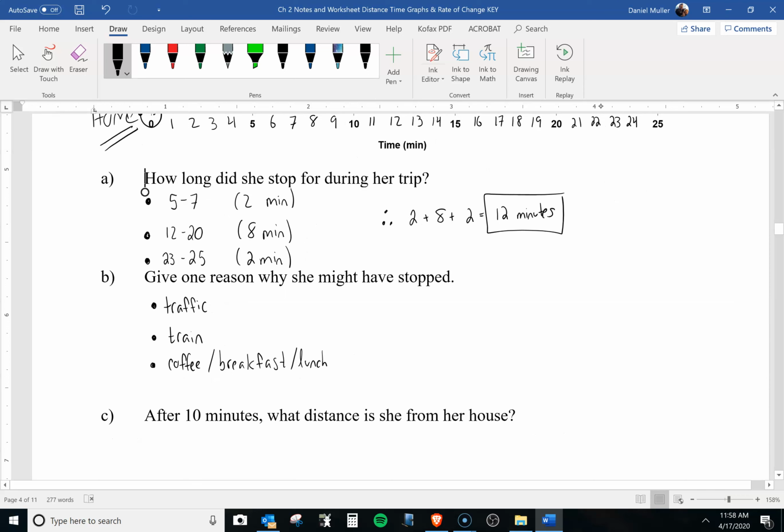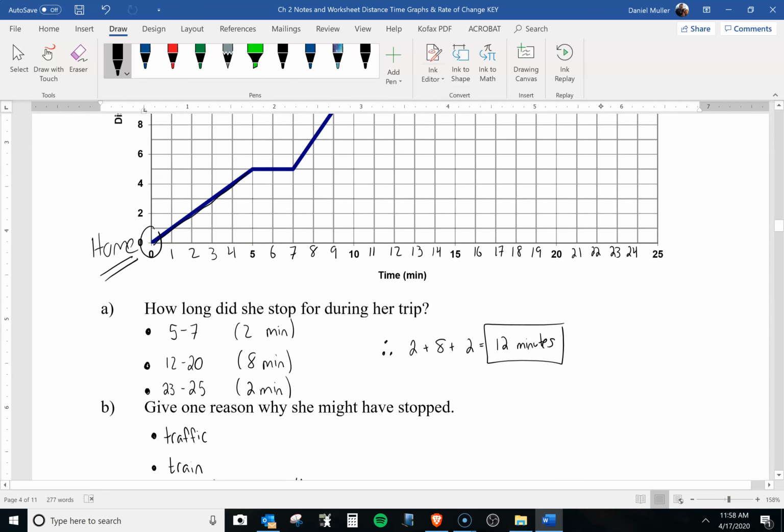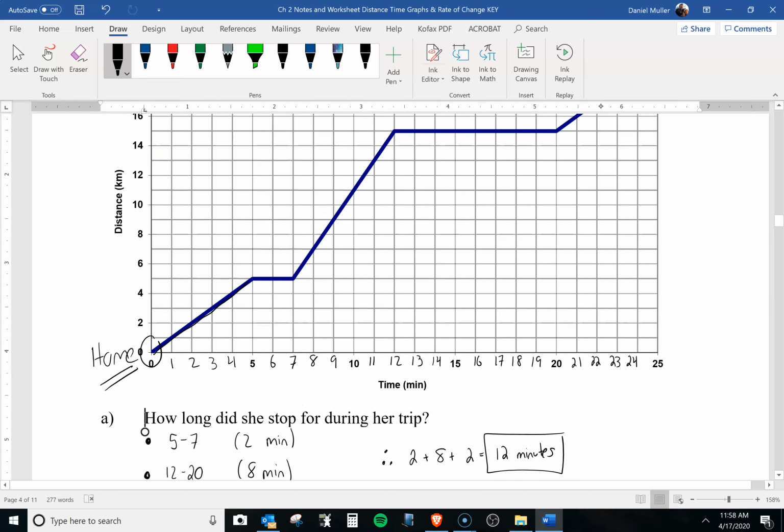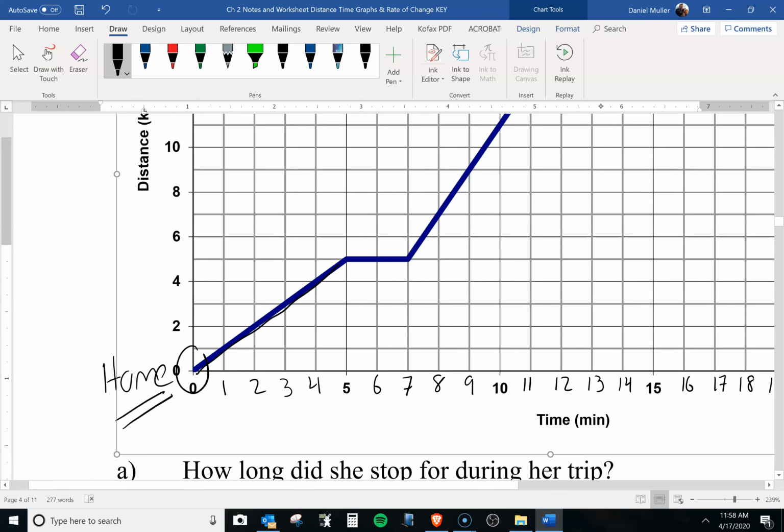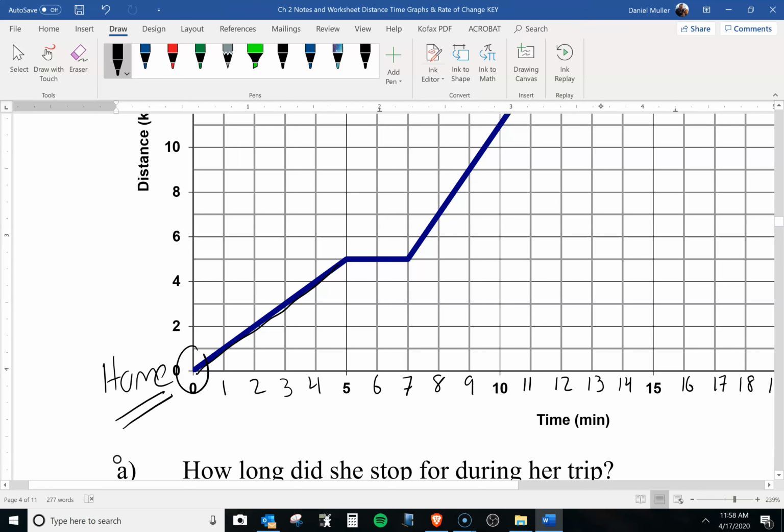After 10 minutes, let's see, what distance is she from her house? So again, her house is at the beginning. At the beginning, she's 0 kilometers away from her home. And then at 10 minutes, we want to know how far away. So I'm going to draw a ruler up here, up to 10, and we'll see how far away we are.